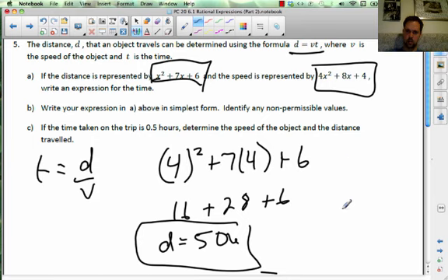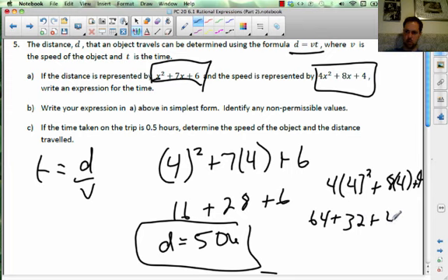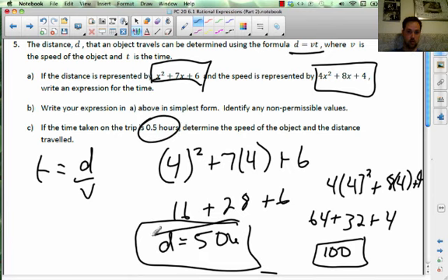And the speed is 4 times 4 squared plus 8 times 4 plus 4. So we get 4 times 16, which is 64, plus 8 times 4, which is 32, plus 4. 64 and 32 is 96, plus 4 is exactly 100. There you go. So it makes sense. Travel, let's say, 100 kilometers an hour for half an hour, and you travel 50 kilometers.